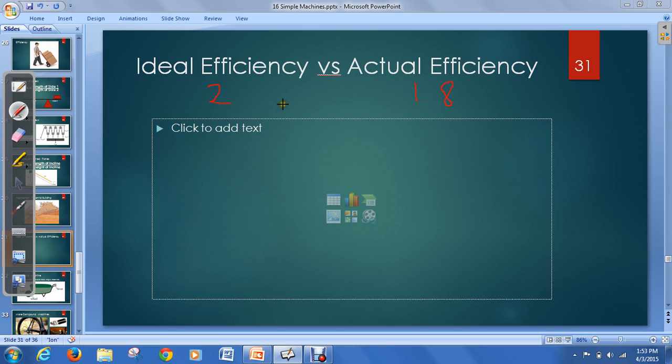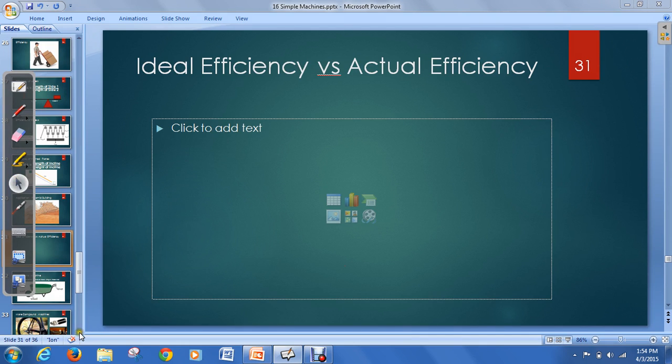That doesn't mean you did the calculation wrong. It just means that there were other things that came into play, like again, friction and air resistance, or maybe the lever wasn't exactly rotating perfectly around the fulcrum, or whatever it may be. There are other things that come into effect. So that's our actual efficiency. Just understand that what you calculate, your ideal efficiency, and what you actually get won't be the same thing.